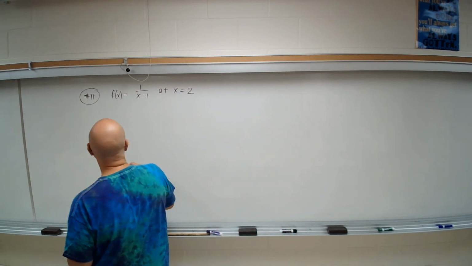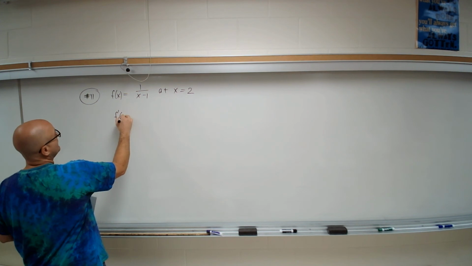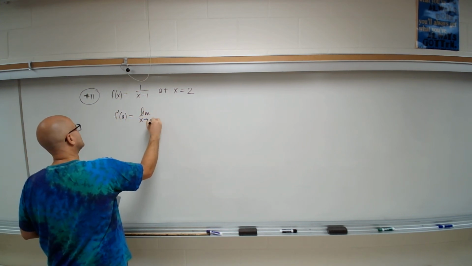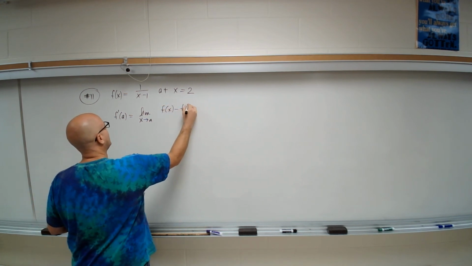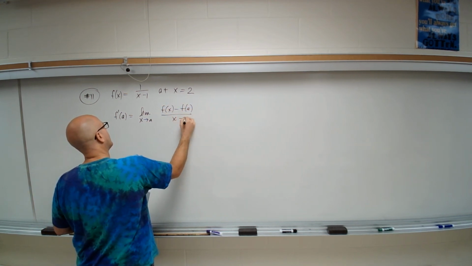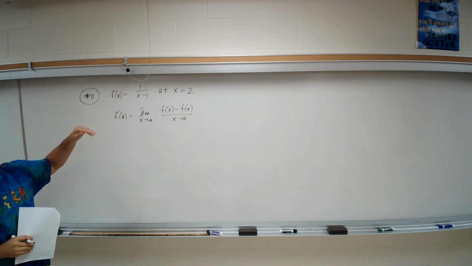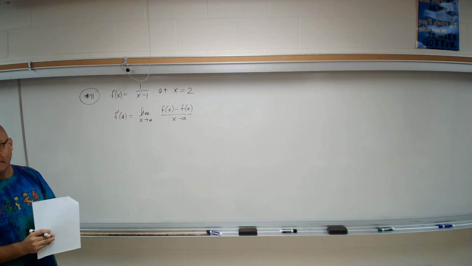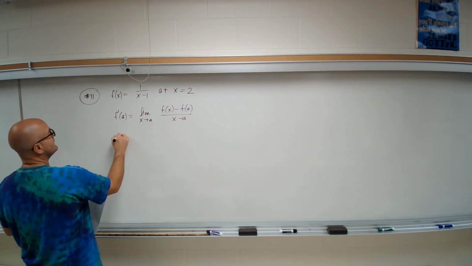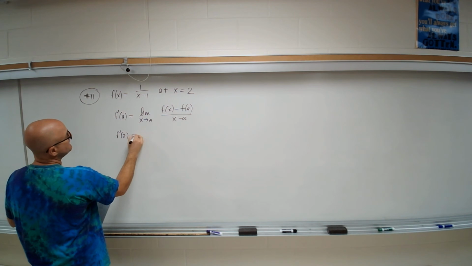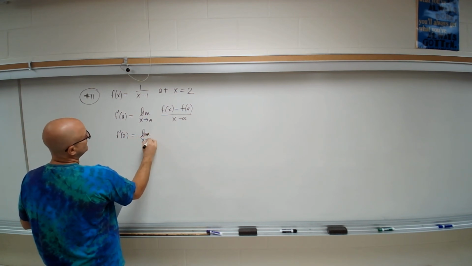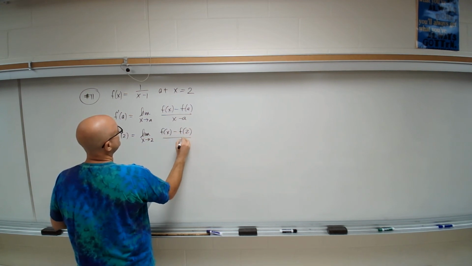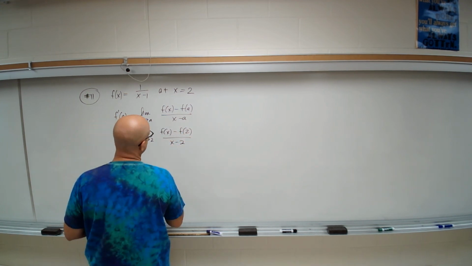So for this one, our goal is, if we want to find f prime of a, we know that's the limit as x approaches a of f of x minus f of a over x minus a. Probably the most important part of the problem is knowing the formula. You can be really good at algebra, and if you have the wrong formula, it's not going to go very well. So then f prime of 2 is the limit as x approaches 2 of f of x minus f of 2 over x minus 2.